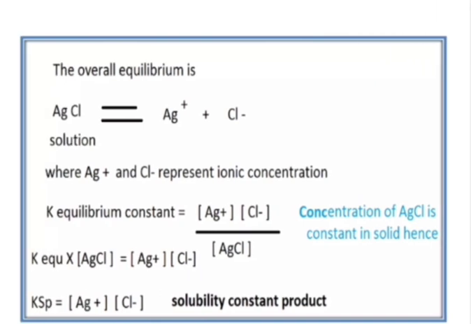The equilibrium is: silver chloride dissociates into silver positive and chloride negative. The ionic concentration product is called the equilibrium constant, and this value is the solubility product constant. It also has a formula, n equals weight by molecular weight.